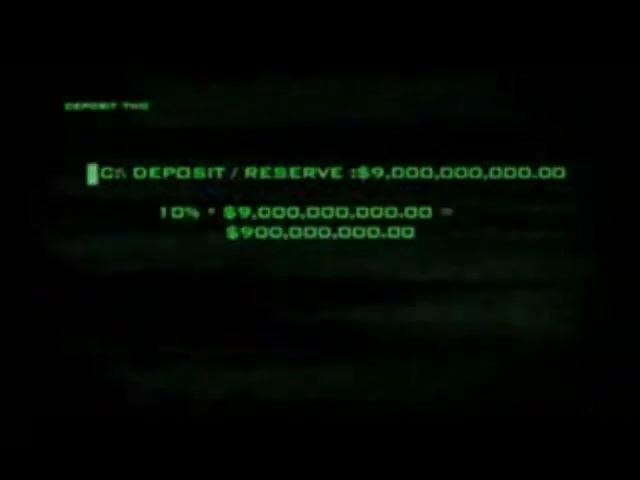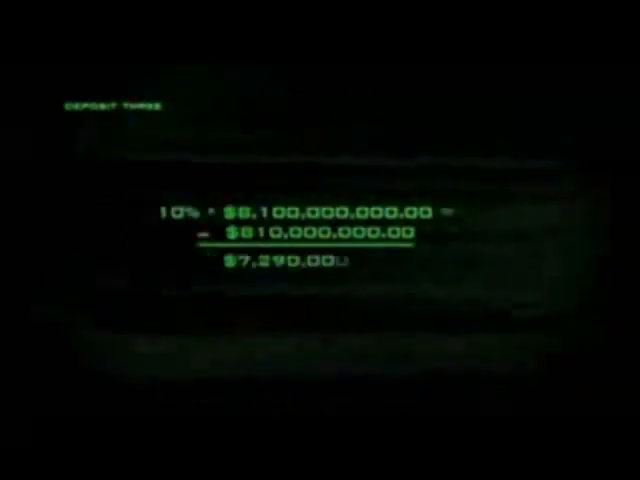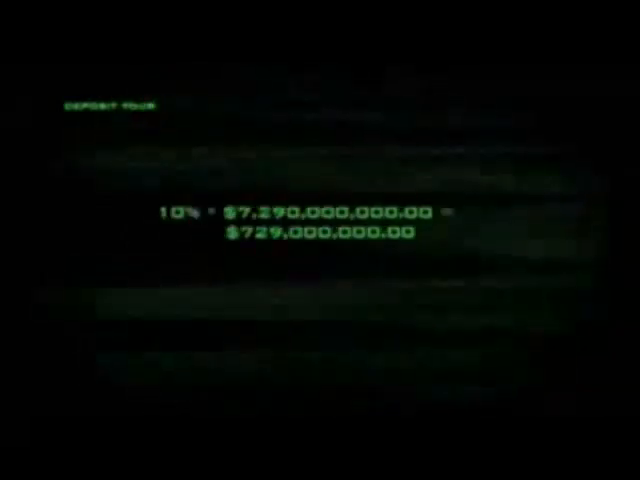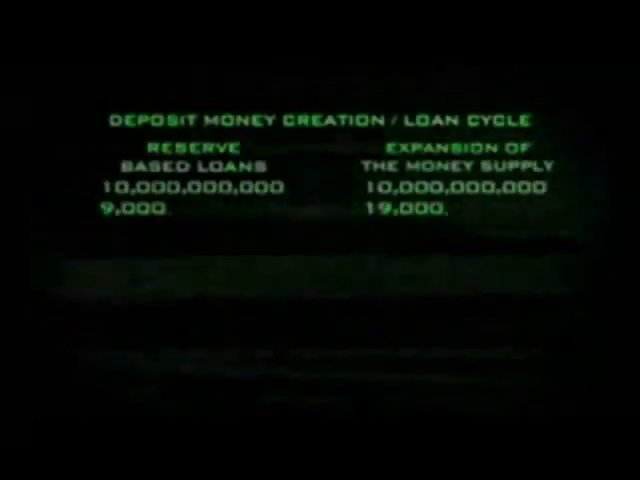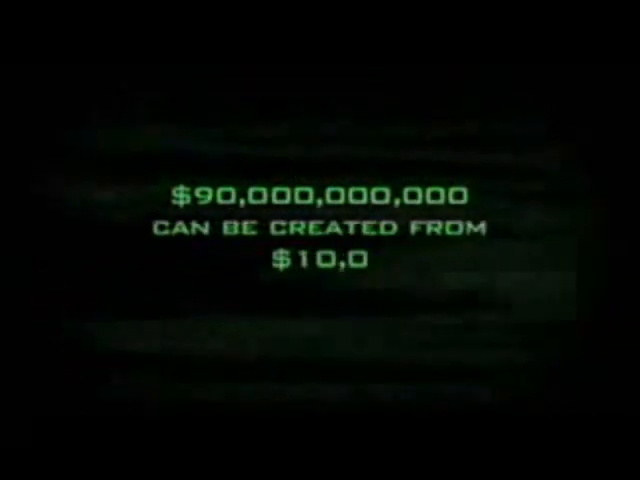The process then repeats, for that deposit becomes part of the bank's reserves. 10% is isolated, and in turn 90% of the $9 billion, or $8.1 billion, is now available as newly created money for more loans. And, of course, that 8.1 can be loaned out and redeposited, creating an additional 7.2 billion to 6.5 billion to 5.9 billion, etc. This deposit money creation loan cycle can technically go on to infinity. The average mathematical result is that about $90 billion can be created on top of the original $10 billion.